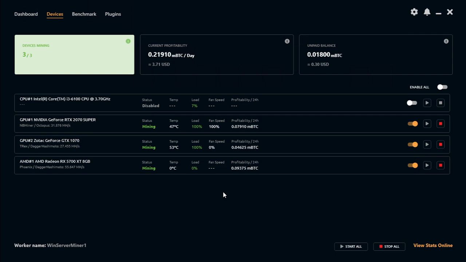Hope you guys enjoyed the update on our mining server. It gives you more or less an idea of what these cards generate per day.